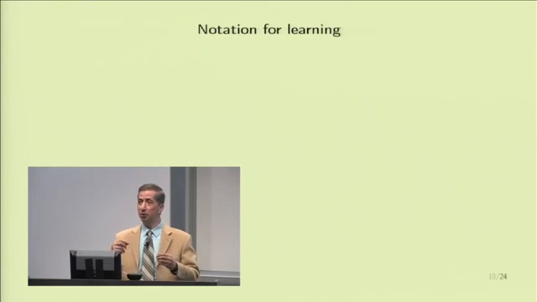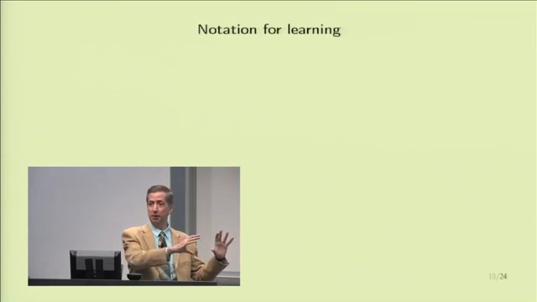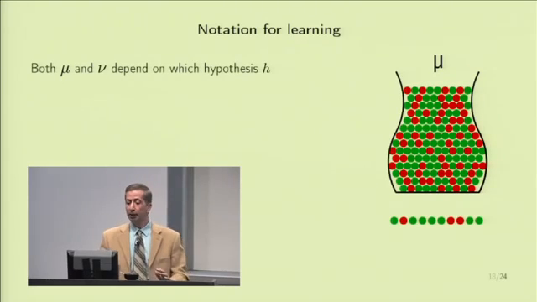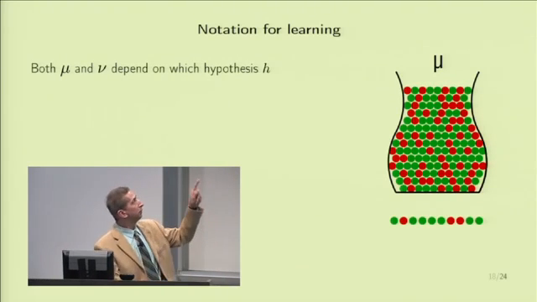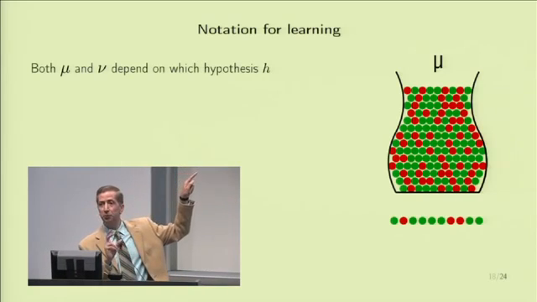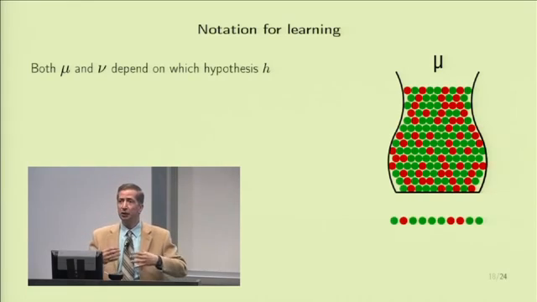Now, because this is going to stay with us, I'm going to introduce the notation that will survive with us for the entire discussion of learning. Okay? So here is the notation. Now, we realize that both the mu, which happens to be inside the bin, and nu, which happens to be the sample frequency, in this case the sample frequency of error, both of them depend on H. So I'd like to give a notation that makes that explicit.